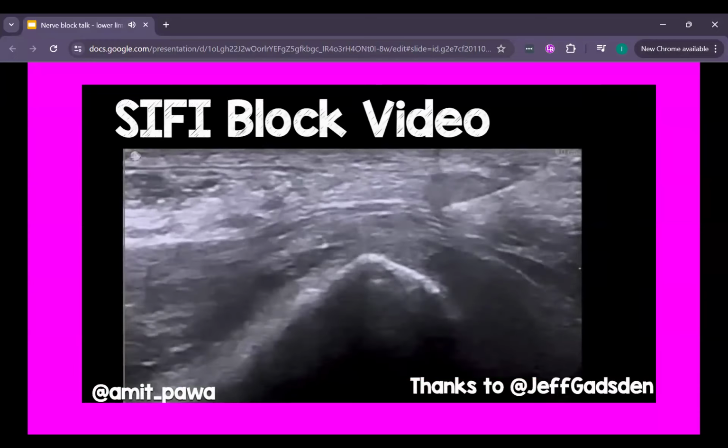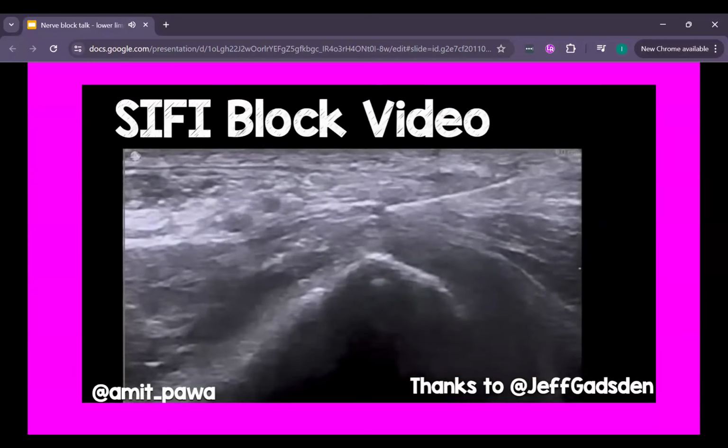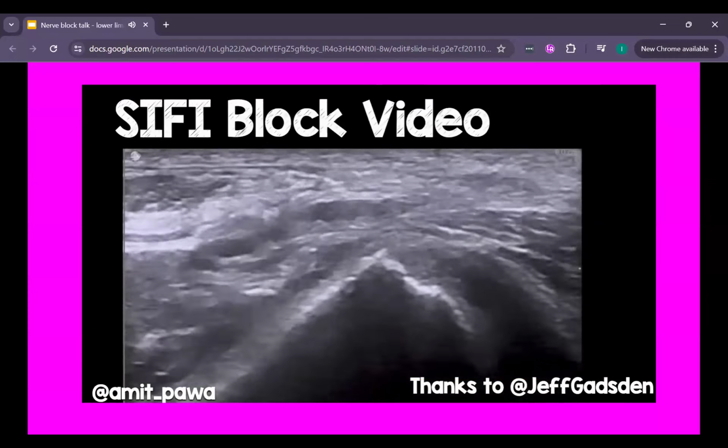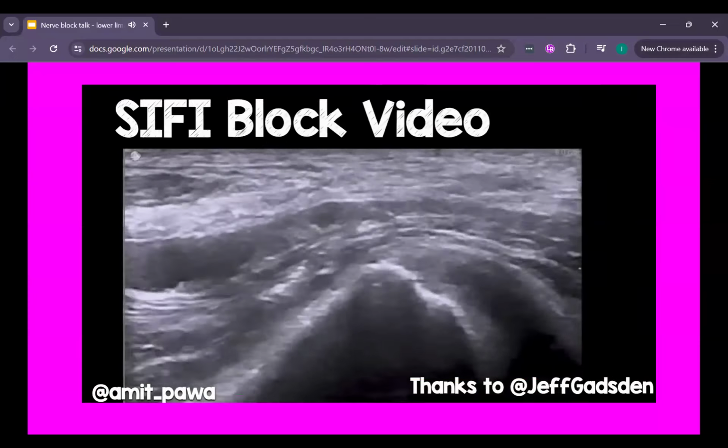So needle's coming in from the right side of the screen, so caudad. We're popping below both fascial layers. You just saw an extra pop there, and we'll insert our local, and you can see that zippering effect.